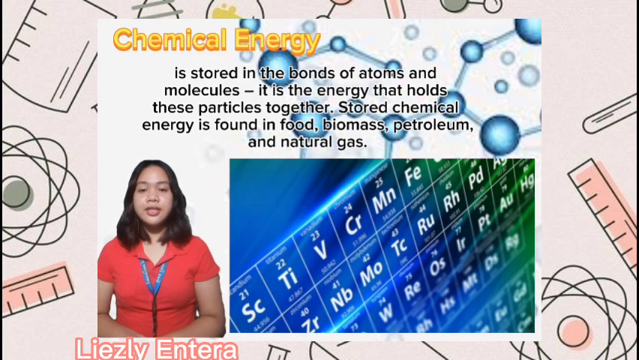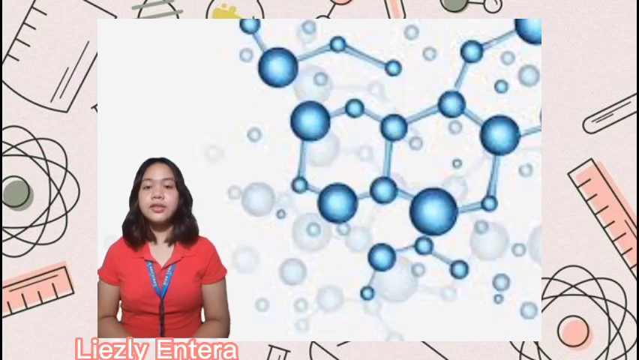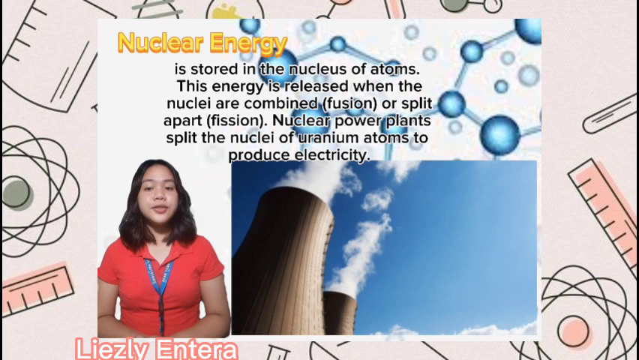Chemical energy. Chemical energy is stored in the bonds of atoms and molecules. It is the energy that holds these particles together. Stored chemical energy is found in food, biomass, petroleum, and natural gas. Nuclear energy. Nuclear energy is stored in the nucleus of atoms. This energy is released when the nuclei are combined or split apart. Nuclear power plants split nuclei of uranium atoms to produce electricity.